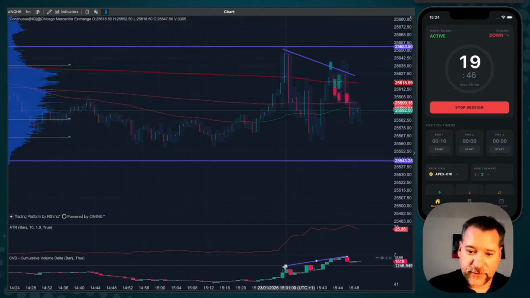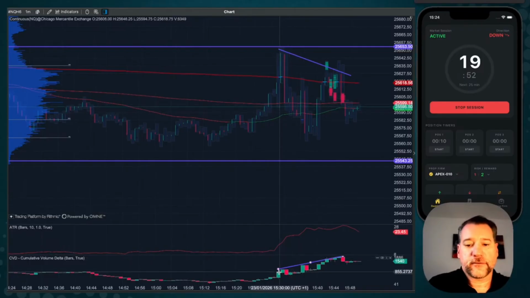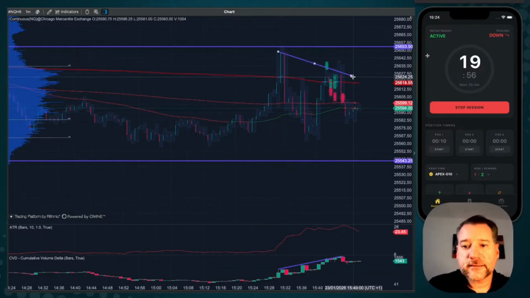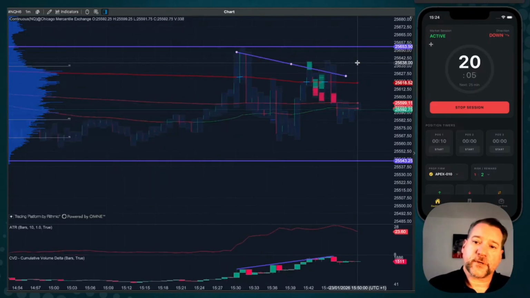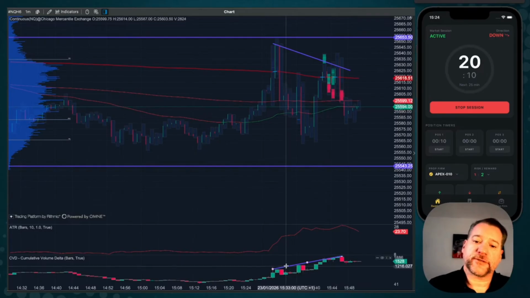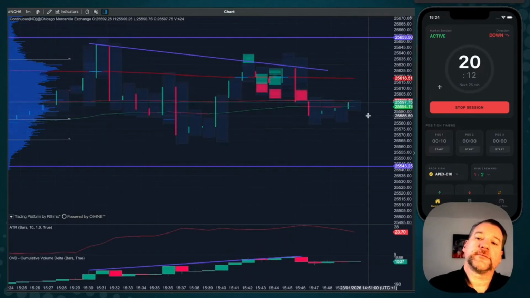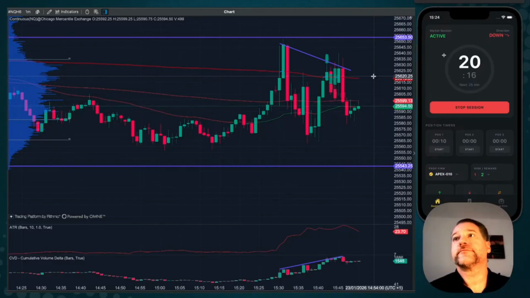This divergence here is showing the uptrend of the cumulative delta, and the downtrend on the price action. Okay, so this is a bullish divergence. Here it is clear, right? Bullish divergence.